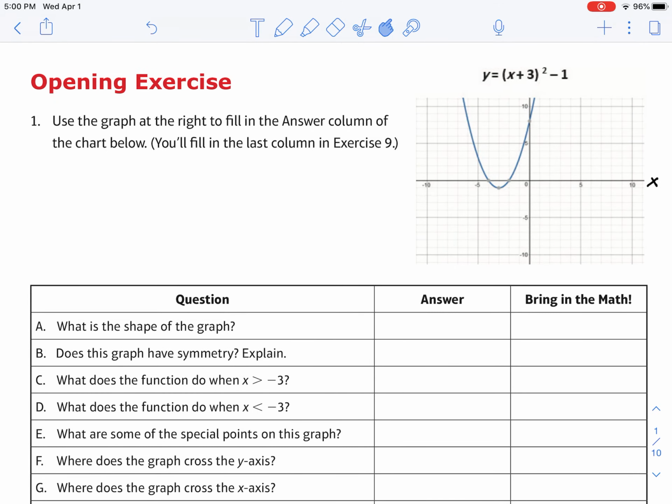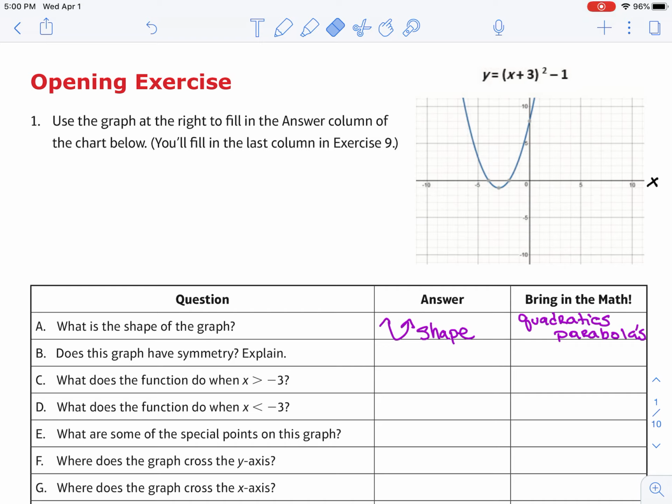Okay. So it asks, what is the shape of this graph? And if I run through this graph, we call this a U shape because it looks like a U. Okay. So these are called quadratics or parabolas. Quadratics or parabolas. That's our academic vocabulary for this.